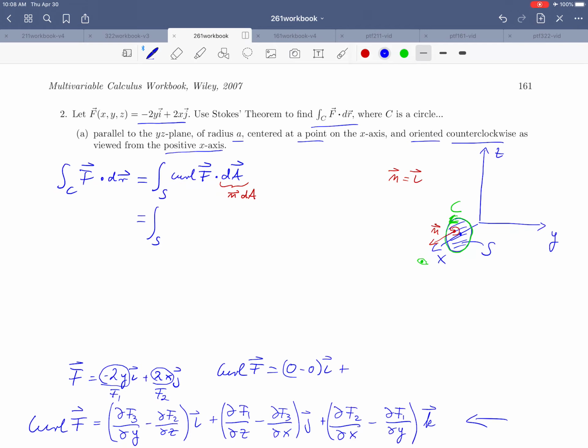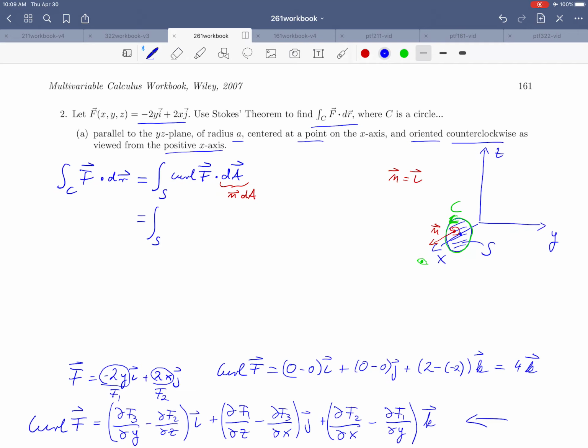Then what happens to j? Partial f1 partial z: minus 2y, there are no z's there, so that gives me another 0. Minus partial f3 partial x: f3 was 0, so that's another 0. Let's see if we get anything for our third component. We have partial f2 partial x, which is actually non-zero, that is 2. Then minus partial f1 partial y, that is minus 2. So we have a total for the curl of 4k. That's pretty simple.